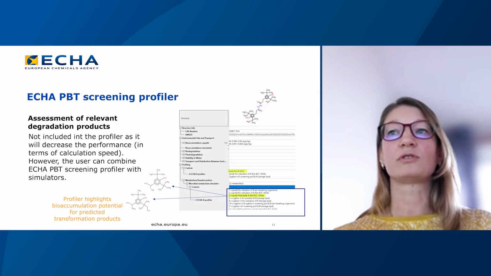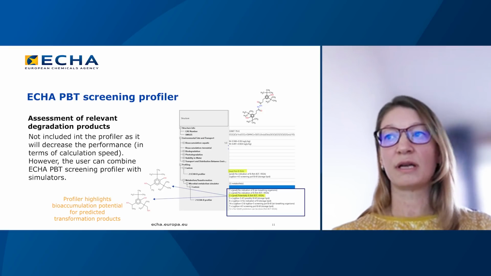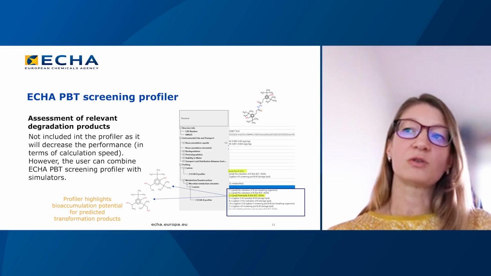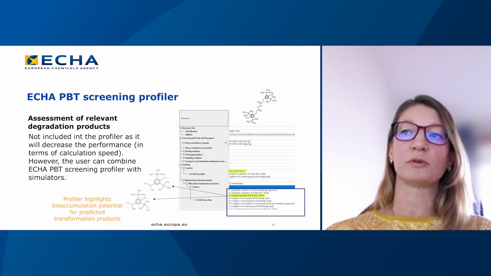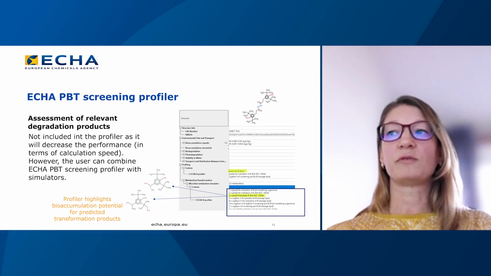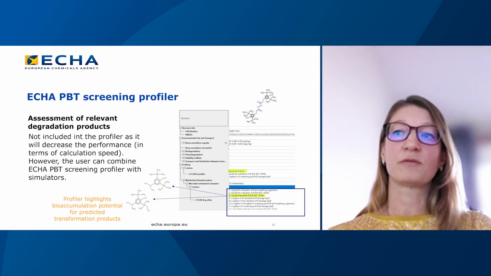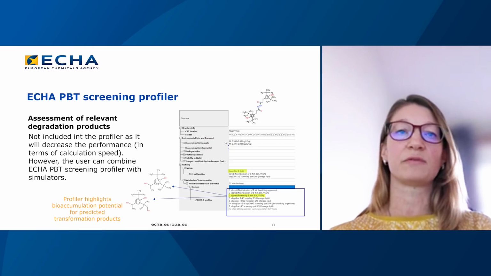I would also like to mention that the QSAR toolbox does not provide information about how stable a transformation product is or in what quantity it may be formed. Therefore, we would further analyze and search for supporting information if the profiler gives an alert.